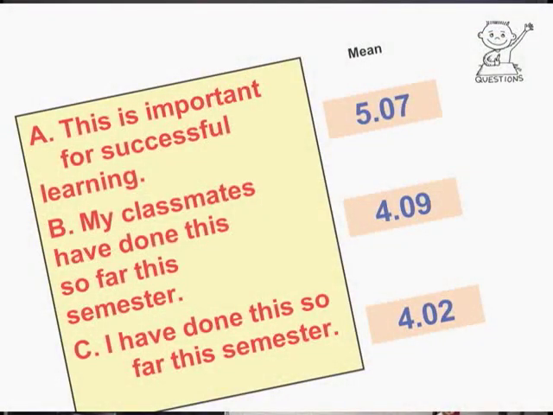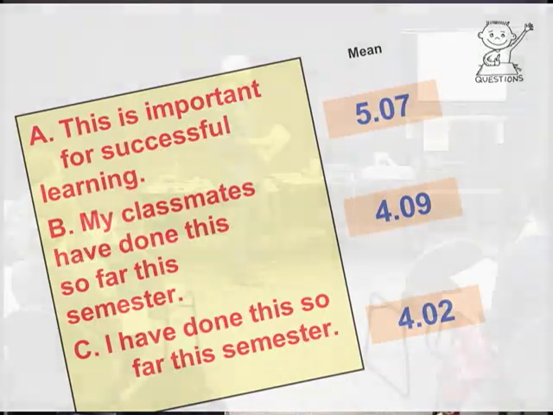And basically, the means were very, very high. They thought all of the descriptors were very important. They thought their classmates were doing it fairly well, at a scale of 4, and that they were doing it as well. And maybe with Japanese humbleness, they were rating their classmates a little bit higher than themselves. Okay?